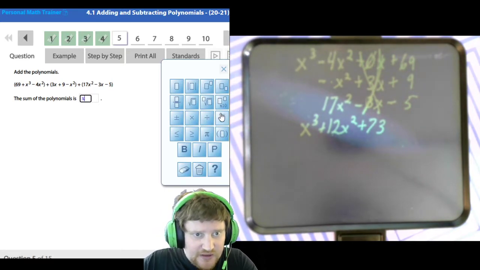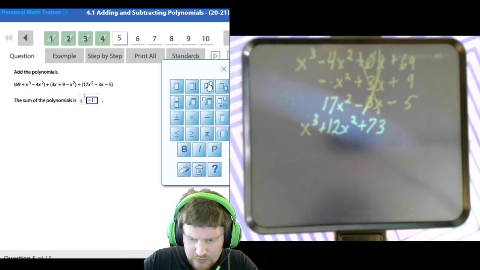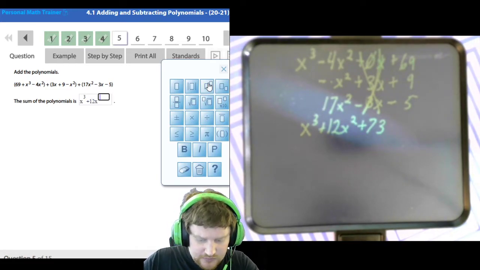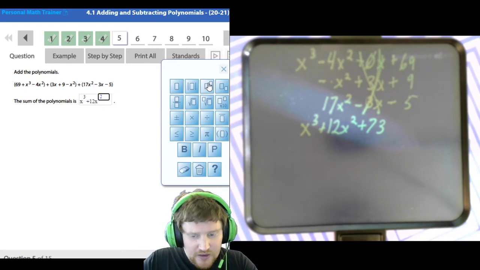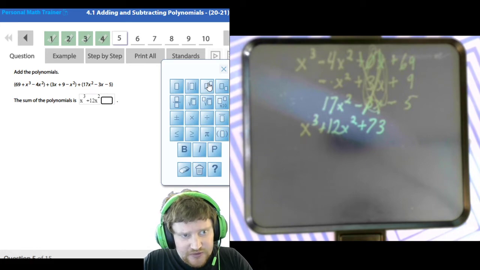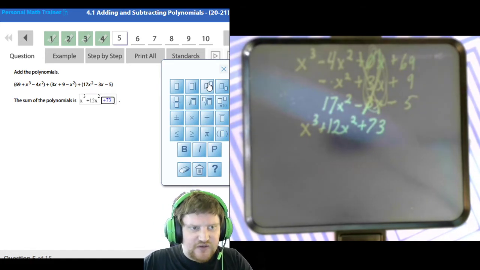So I have x cubed plus 12x squared. And because all of the x's canceled out, I'm going to leave it out of my answer and just have plus 73.